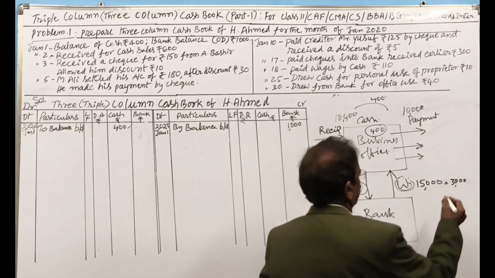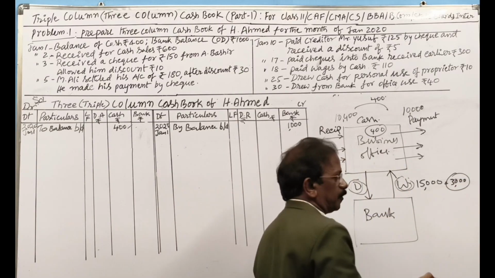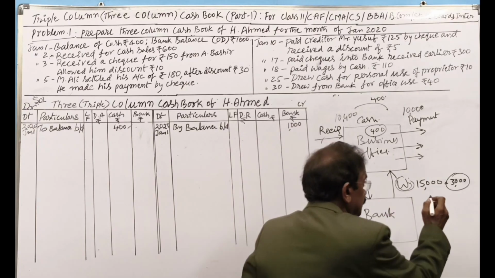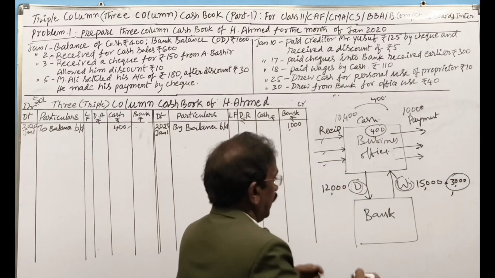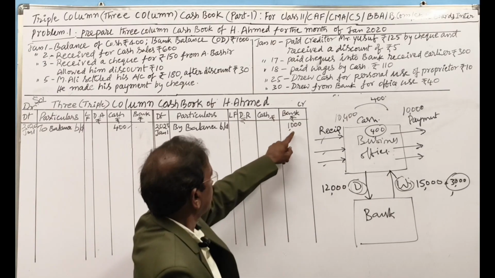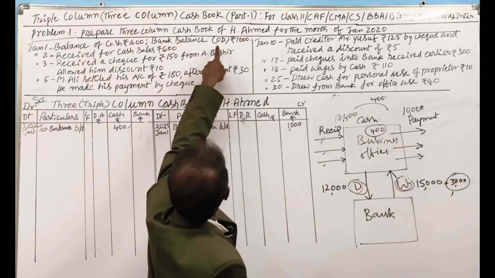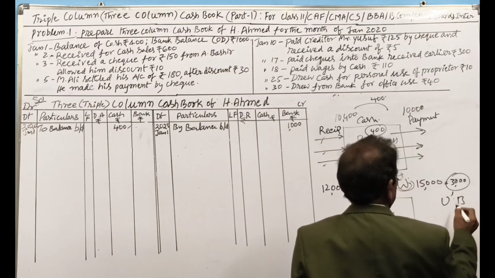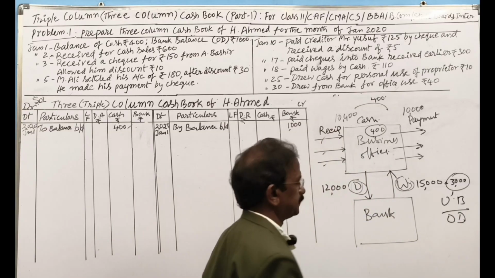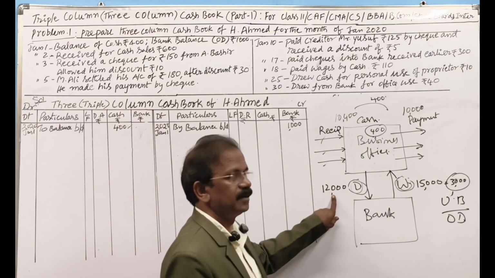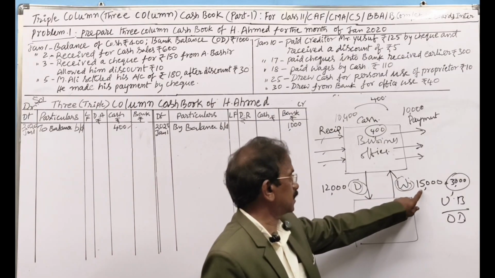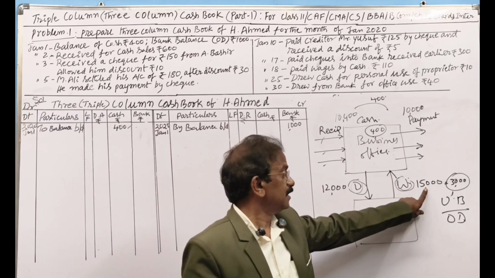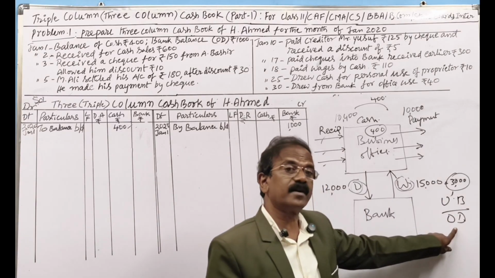Okay, this is unfavorable balance. Unfavorable balance means we are liable to pay this 3,000 rupees. Since it is a liability, it should be recorded on credit side. But in this example, here bank balance OD. OD means overdraft. Unfavorable balance is also called overdraft. Overdrawn. Deposit is 12,000, but drawn amount is 15,000. Overdrawn, excess drawn. Since it is excess drawn, it is called overdraft.